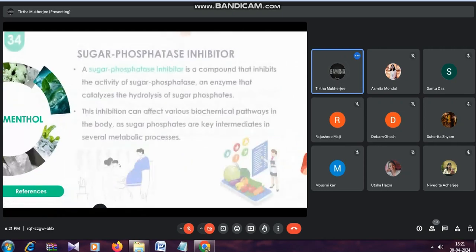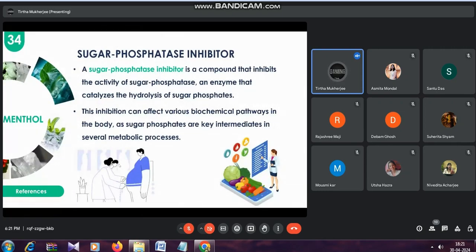Next is sugar phosphatase inhibitor. A sugar phosphatase inhibitor is a compound that blocks the activity of sugar phosphatase, an enzyme responsible for breaking down sugar phosphates. This inhibition can impact various biochemical pathways in the body because sugar phosphates are essential intermediates in several metabolic processes.